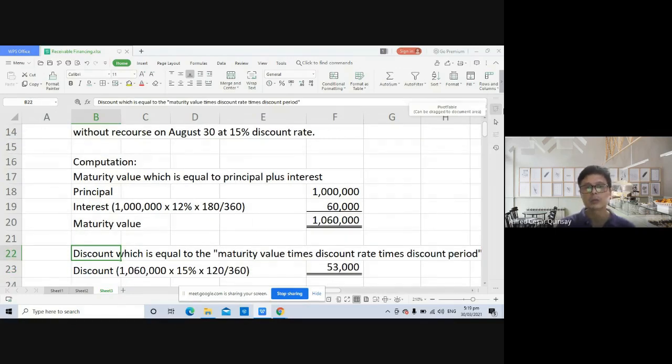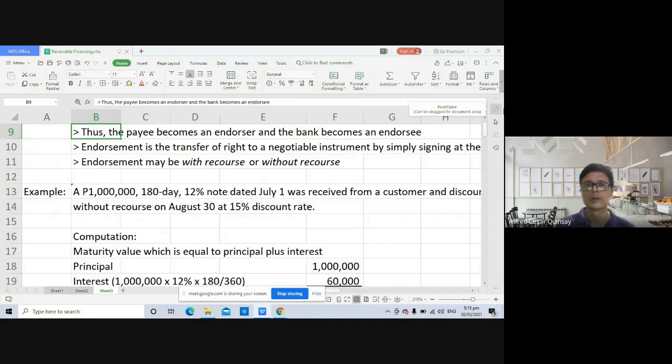Okay, so discount which is equal to the maturity value times the discount rate times the period. Ito naman yung pag-compute doon sa discount. Okay, so nakuha natin dito yung maturity value na 1,060,000. So imu-multiply naman natin doon sa 15%. Ito yung discount rate ng bangko. Multiply by 120 over 360 days. So yung 120 days na yon, ito yung kumbaga yung remaining period.